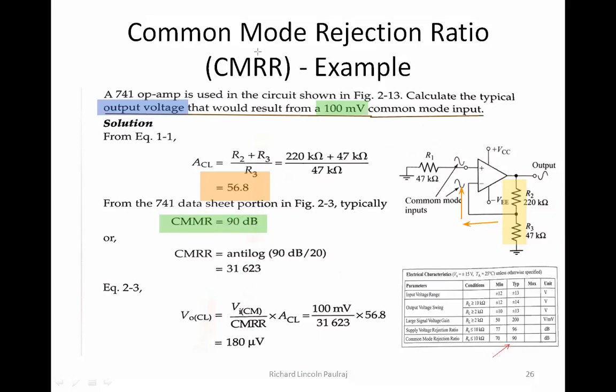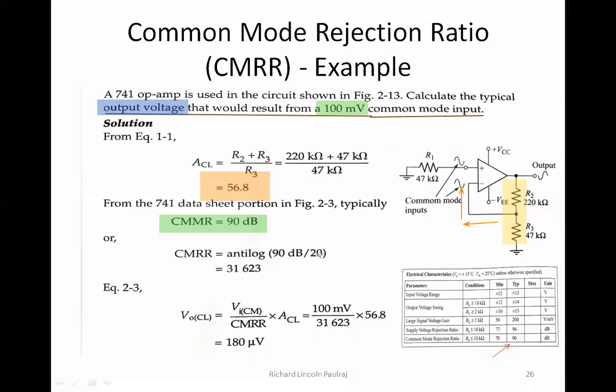Some things you might have to remember and use for your problems, right? Or sometimes I would have mentioned in the question paper, stating that, consider missing data. In that case, you can remember that the CMRR value of an op-amp is about 90 dB. So once you take this 90 dB, CMRR is equal to the anti-log of 90 dB divided by 20.